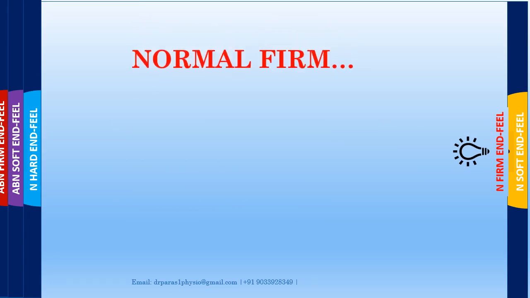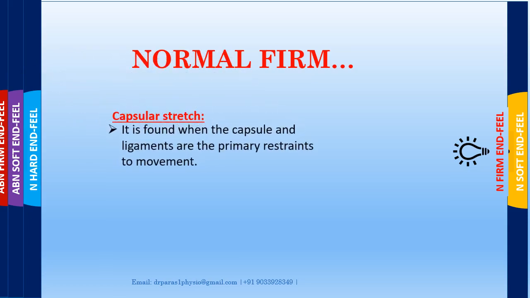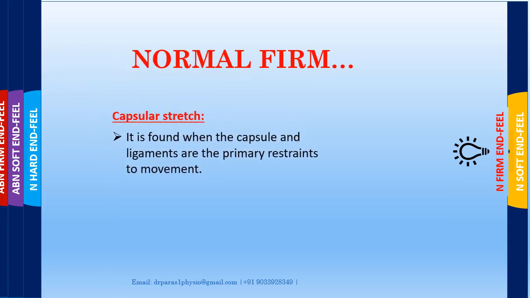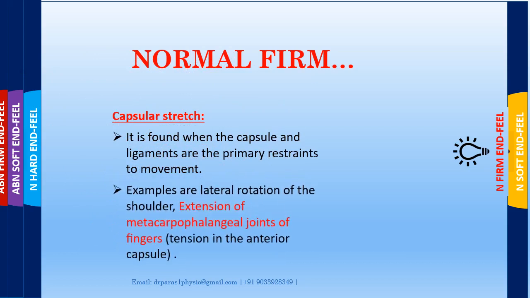Second one is capsular stretch. It is found when the capsule and the ligaments are the primary restraints to movement. For example, lateral rotation of shoulder, extension of MCP joint of fingers, that is metacarpophalangeal joints of fingers, which mainly occurs because of the tension in the anterior capsule.